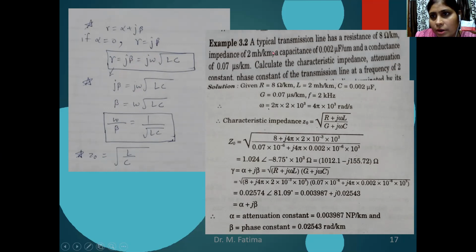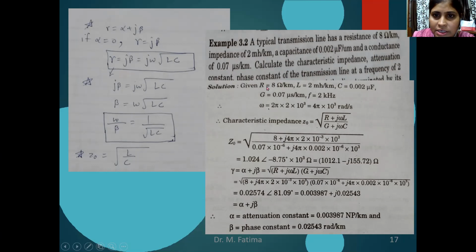So I have taken one numerical here. A typical transmission line has a resistance of 8 ohm per kilometer, an inductance of 2 millihenry per kilometer, a capacitance of 0.002 microfarad per kilometer, and a conductance of 0.07 micromho per kilometer. Calculate the characteristic impedance, attenuation constant, and phase constant of the transmission line at a frequency of 2 kilohertz. So this is the solution.